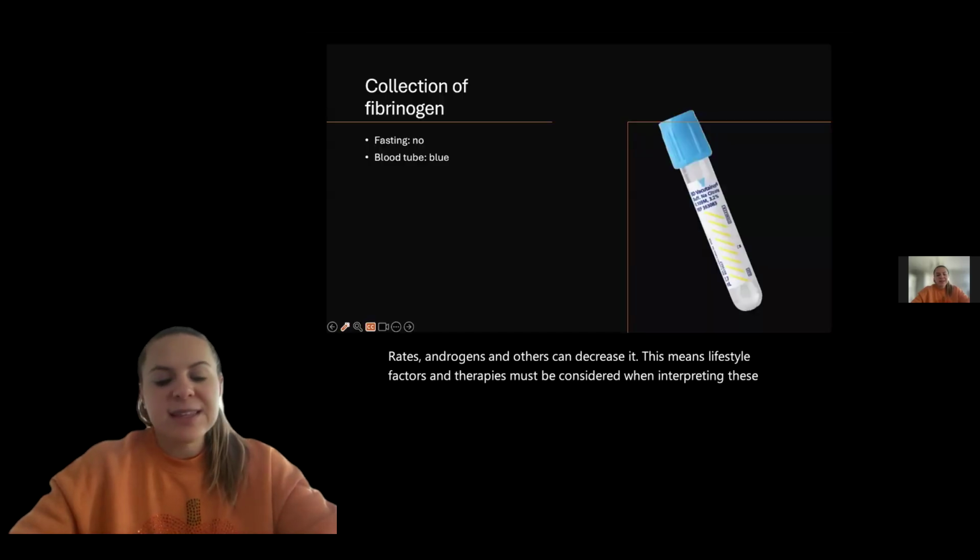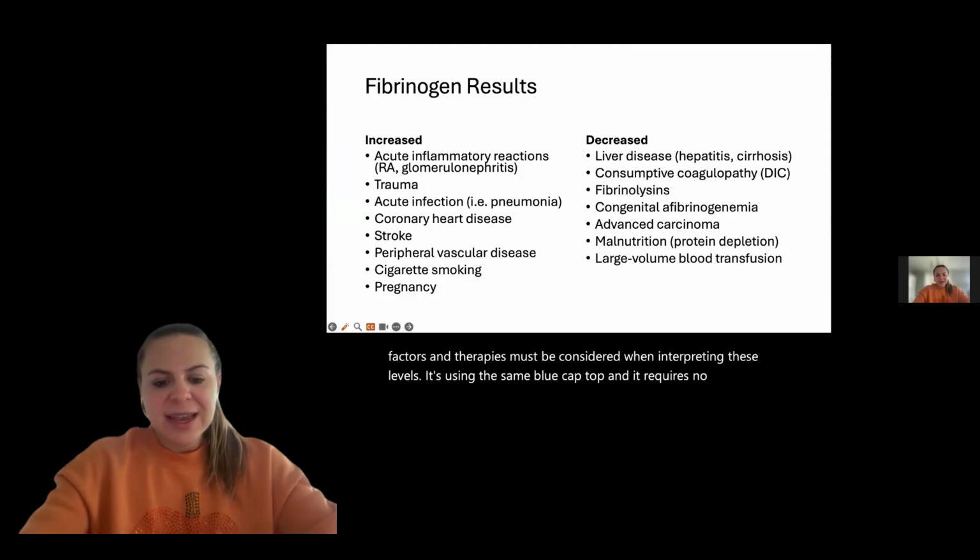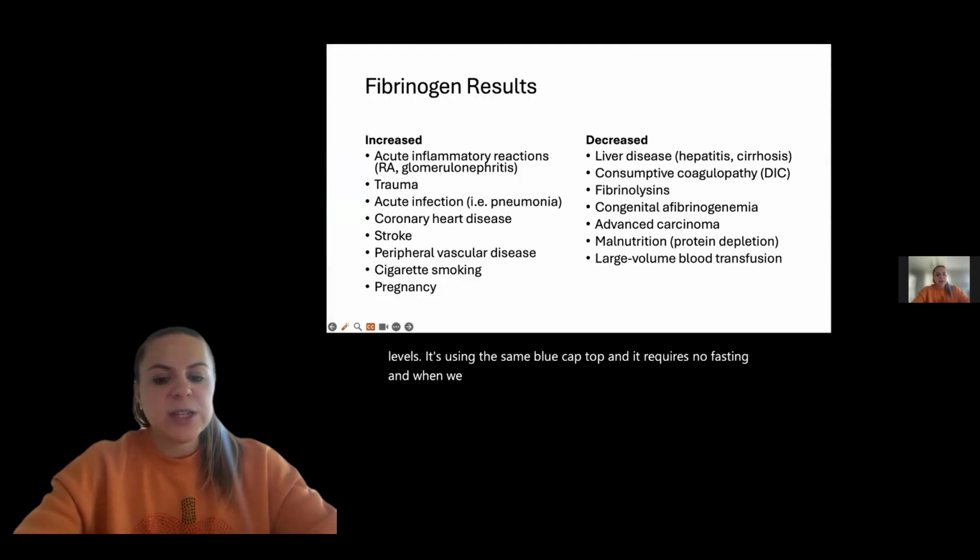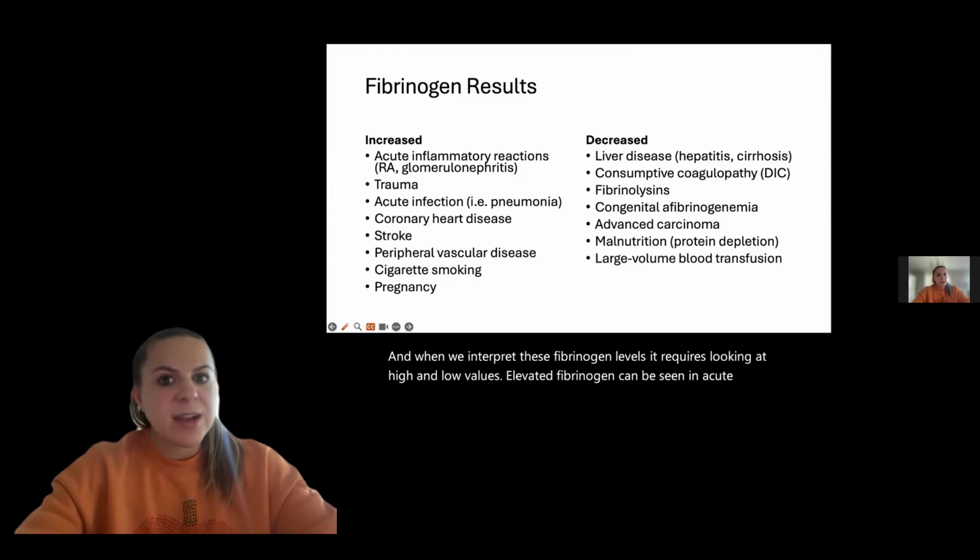It's using the same blue cap top and it requires no fasting. And when we interpret these fibrinogen levels, it requires looking at high and low values. Elevated fibrinogen can be seen in acute inflammatory reactions like RA, glomerulonephritis, and pneumonia. It also rises after trauma, during pregnancy, and with smoking.